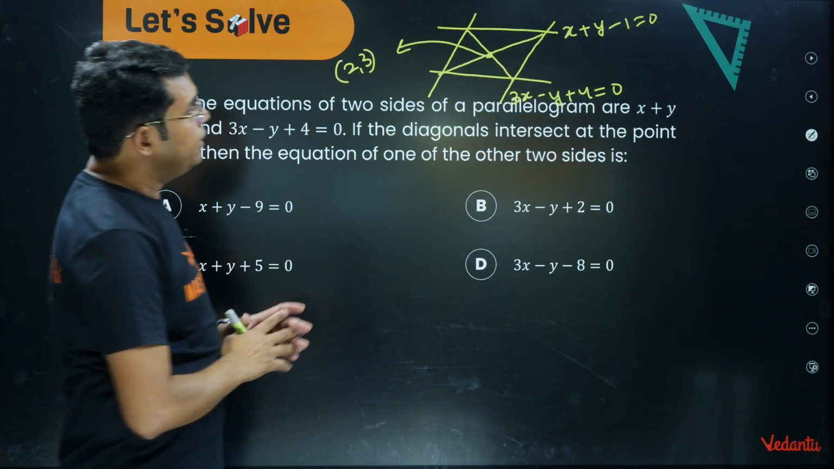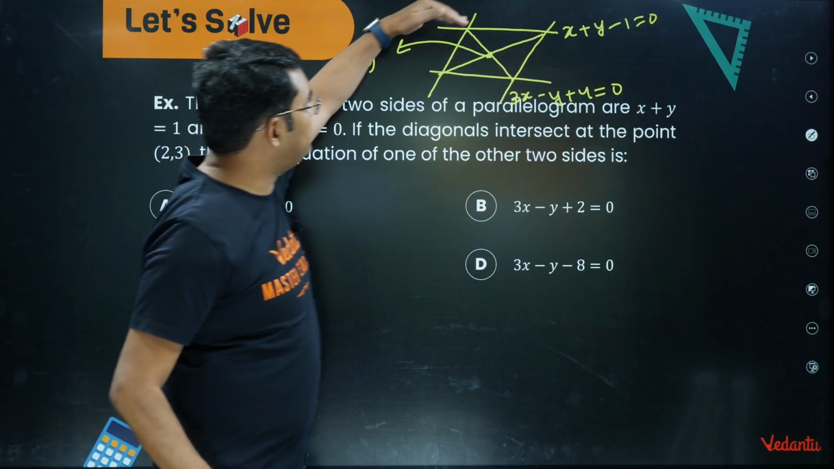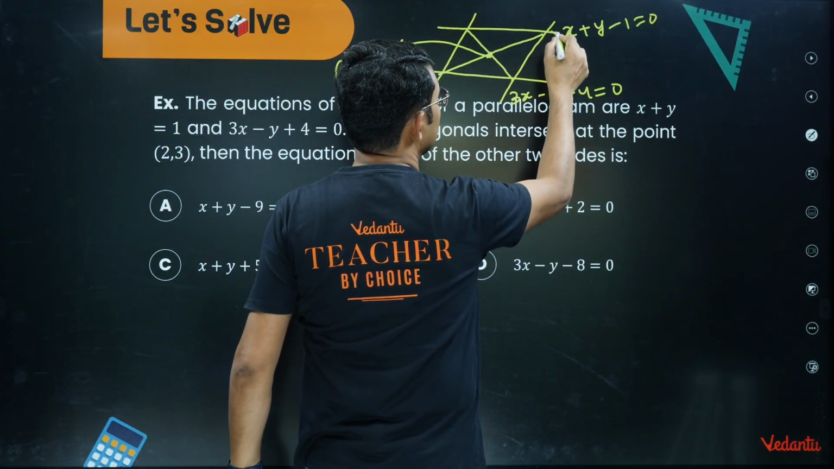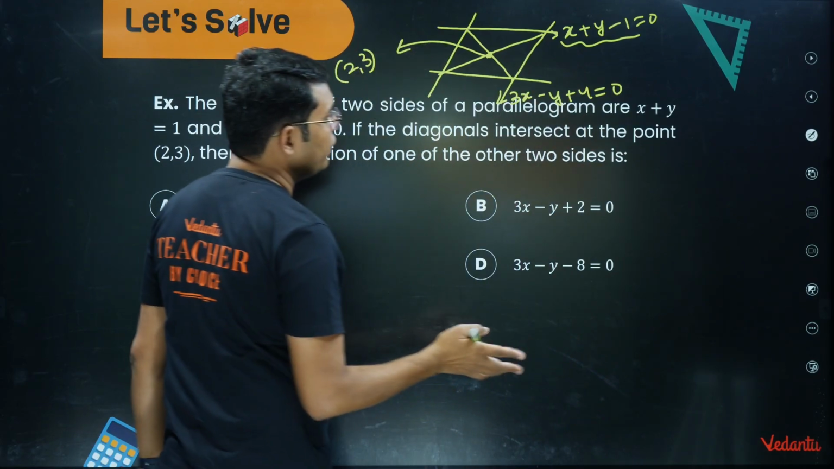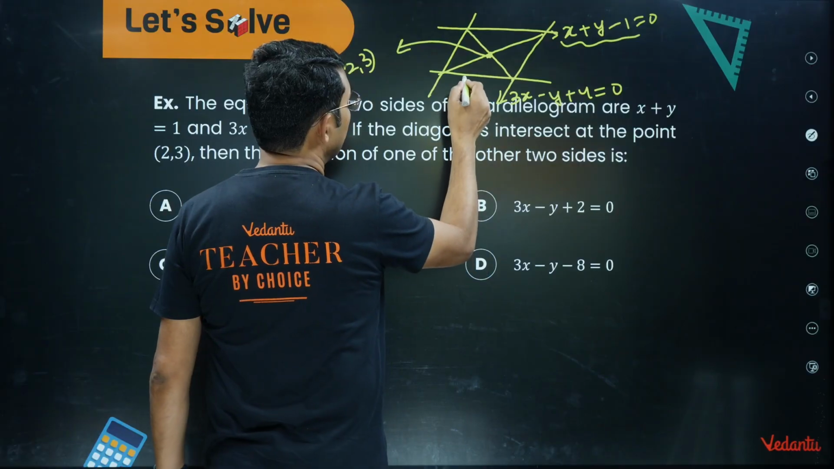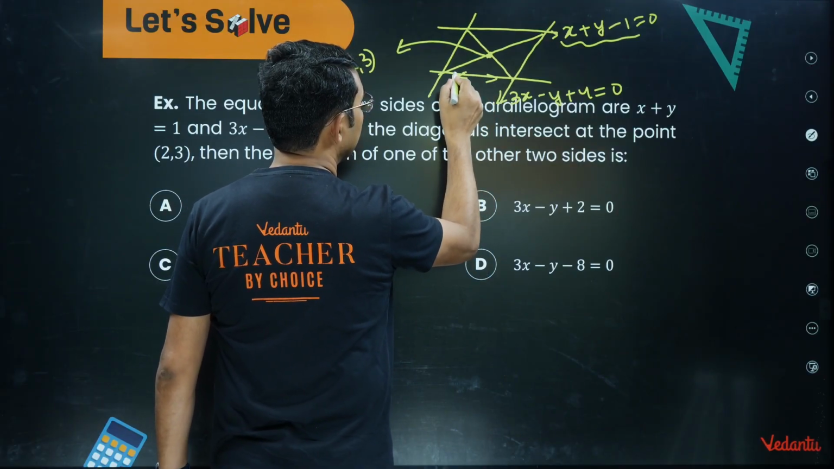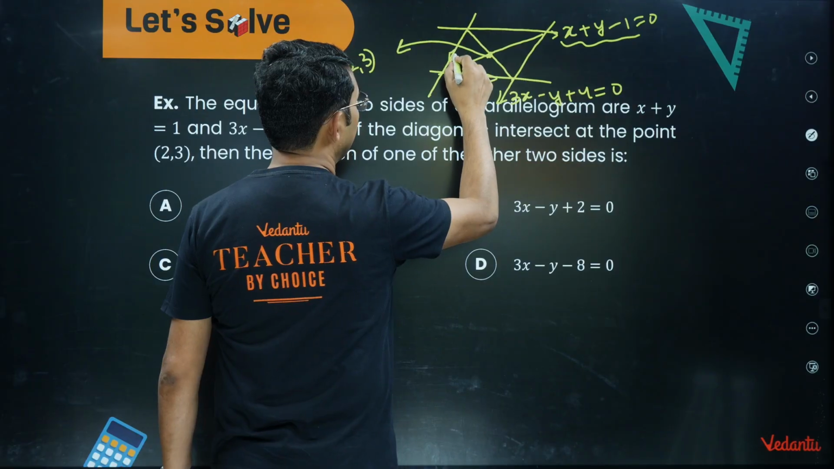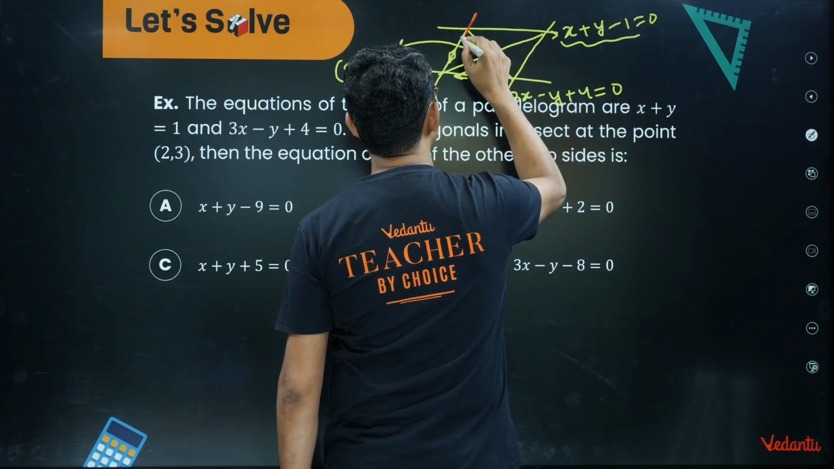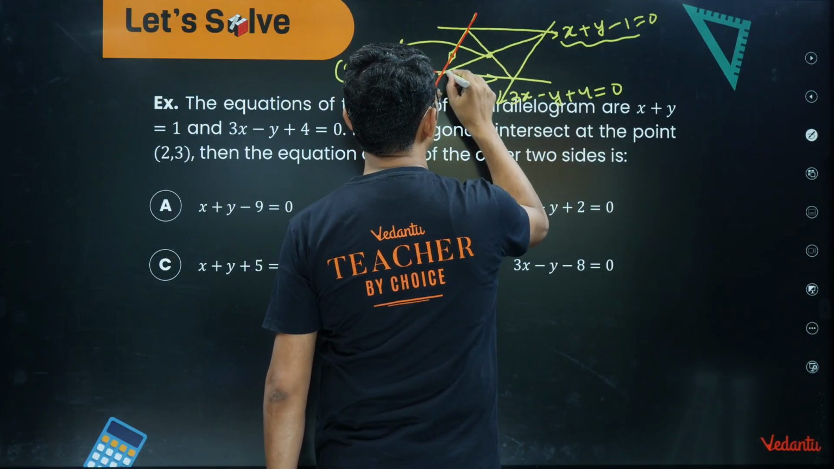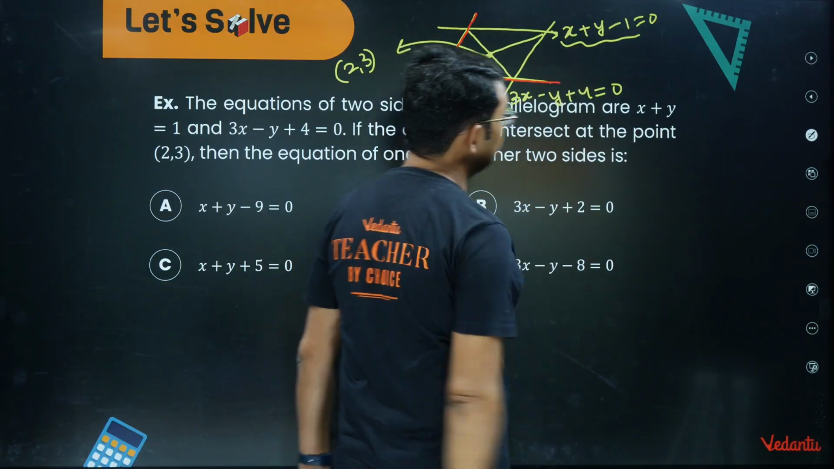Now they are asking the equation of the other sides. That means this line was x plus y minus 1 equal to 0 and this line is 3x minus y plus 4 equal to 0. So we are looking for this line and we are looking for this line. We are looking for the equation of these lines. Let us see how this can be found.